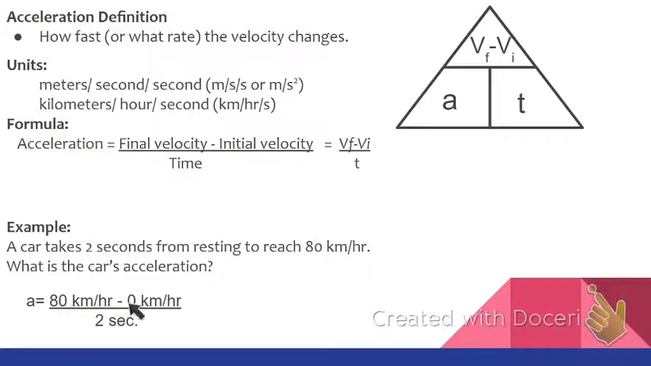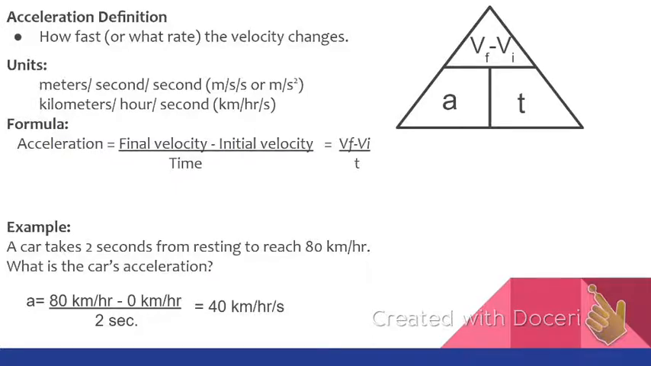So it's 80 minus 0 over 2, which gives us 40 kilometers per hour per second. That's how you work those units out: kilometers per hour per second. Notice none of these cross each other out. When we're talking about acceleration, they don't have to, because it's a derived unit: kilometers per hour per second, because we're dealing with velocity over time. So our velocity is a derived unit of distance over time, and then we divide by time again. Hopefully that makes sense.